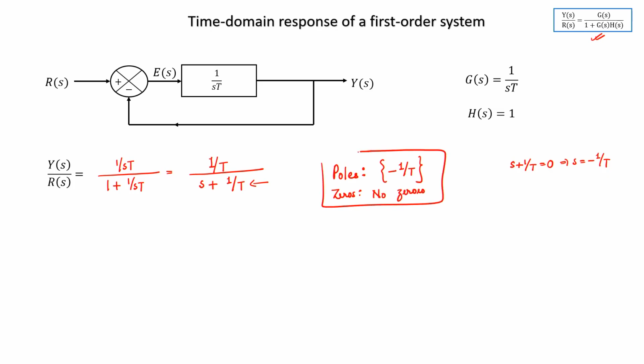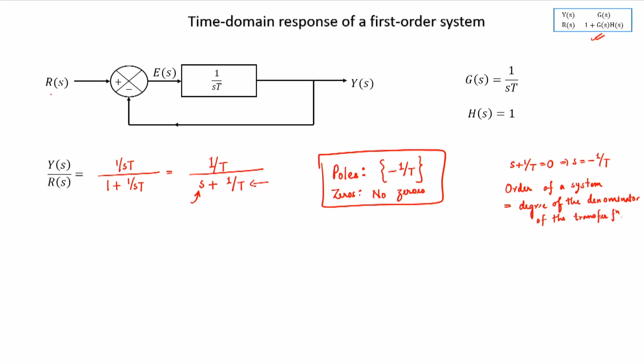Now, this is a standard first order transfer function. Why is it called a first order transfer function? Because you see in the denominator, the degree of the polynomial is 1. So, what is the order of a system? The order of a system is the degree of the denominator of the transfer function. How does this system behave when I give a step input to this system?